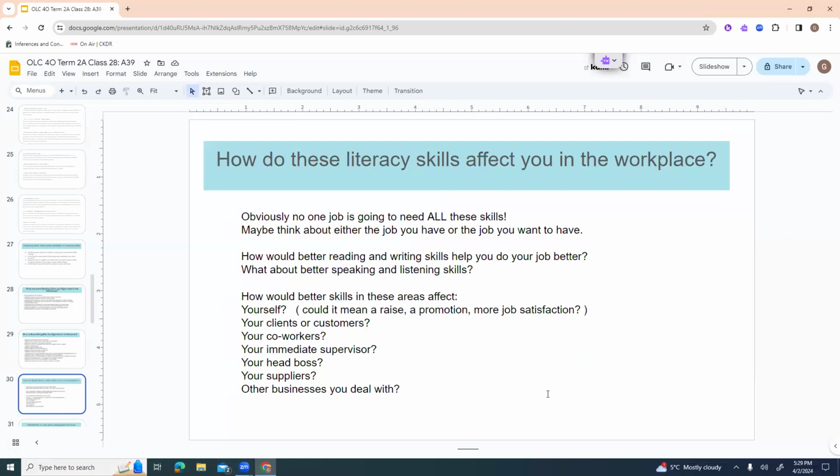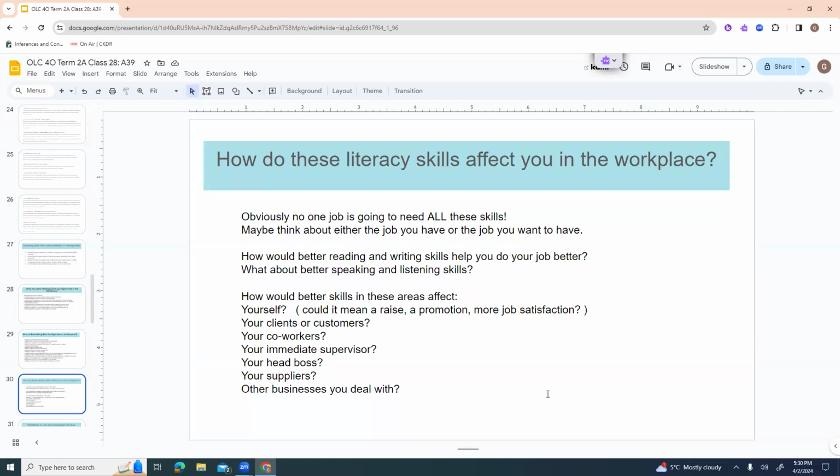Okay, so how do these different types of literacy skills affect you in the workplace? Obviously, no one job is going to need all of these skills every single day, right? So think about either the job that you currently have or the job that you want to have. How would better reading and writing skills help you do your job better? How about better speaking and listening skills? I haven't talked much about viewing and representing media, but if you're doing jobs that involve those, how would those things affect you in the workplace?